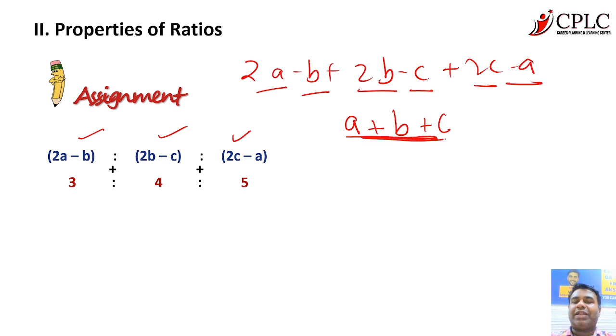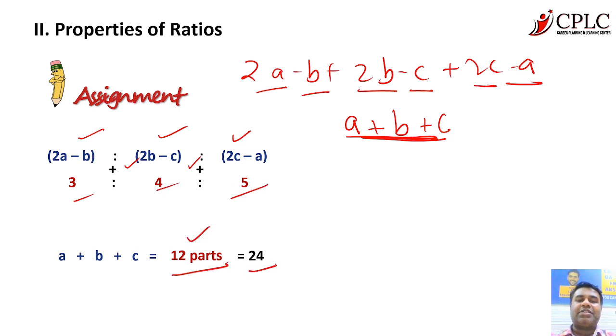So c, you are getting a plus b plus c. Earlier we saw that a plus b plus c is nothing but 24, correct? Now if I add 3 plus 4 plus 5, I get 12 parts, and 12 parts is 24. Now what is the question?